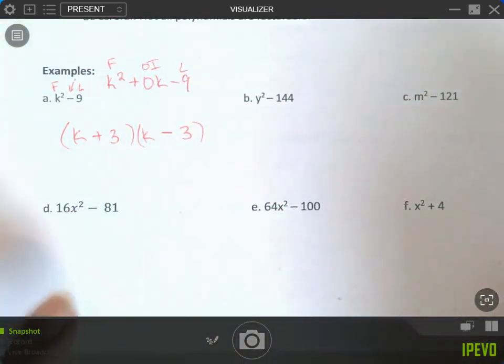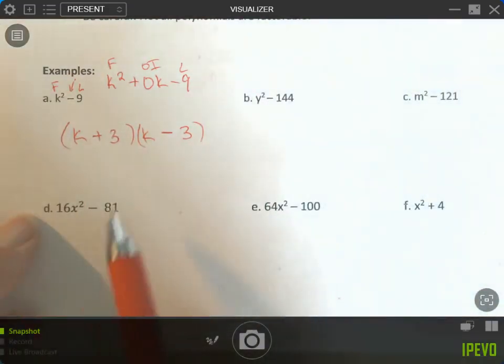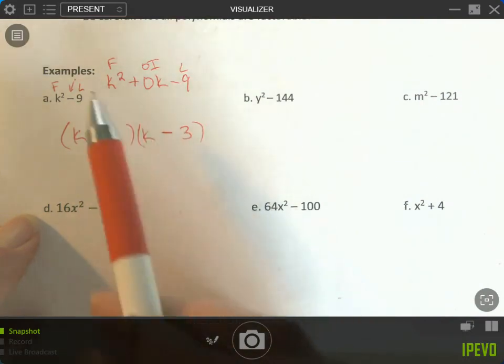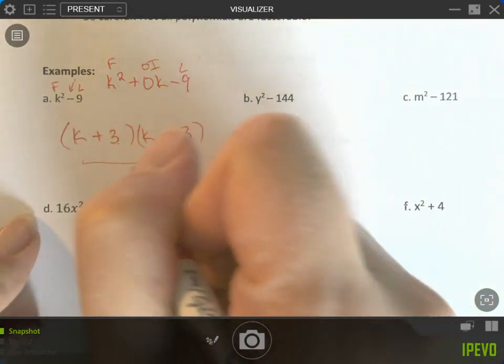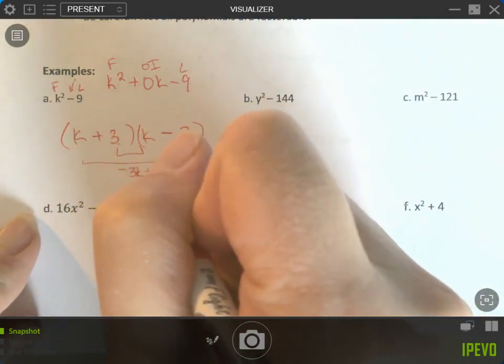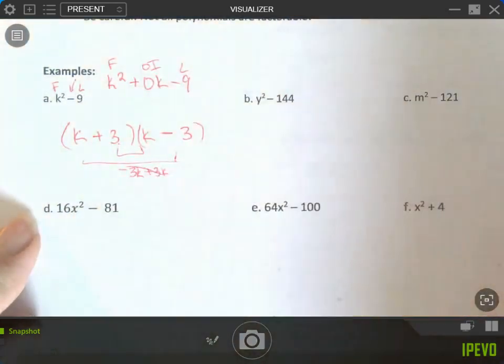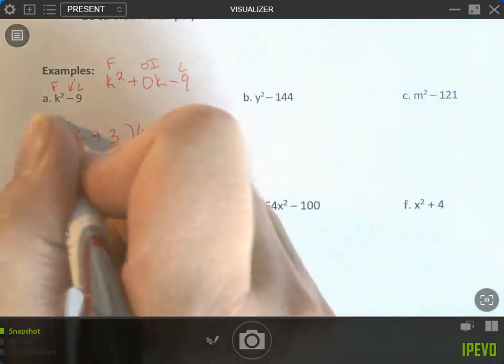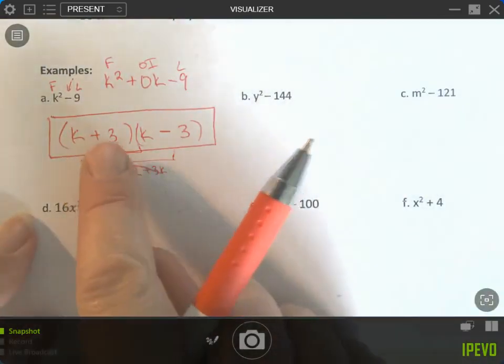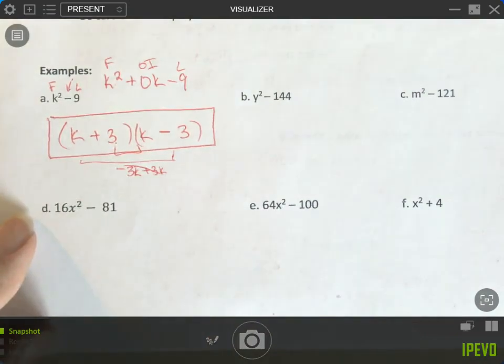So this should actually be really quick factoring as long as you recognize it. K times k is k squared. There's other factors in negative 9, but the 3 times negative 3 gives me negative 9. And the outside, they're the opposites of each other. Negative 3k, and the inside is positive 3k, which is 0k. So it's k plus 3 times k minus 3. That is my final answer, and you cannot write it as a quantity squared because it's 1 plus 1 minus.